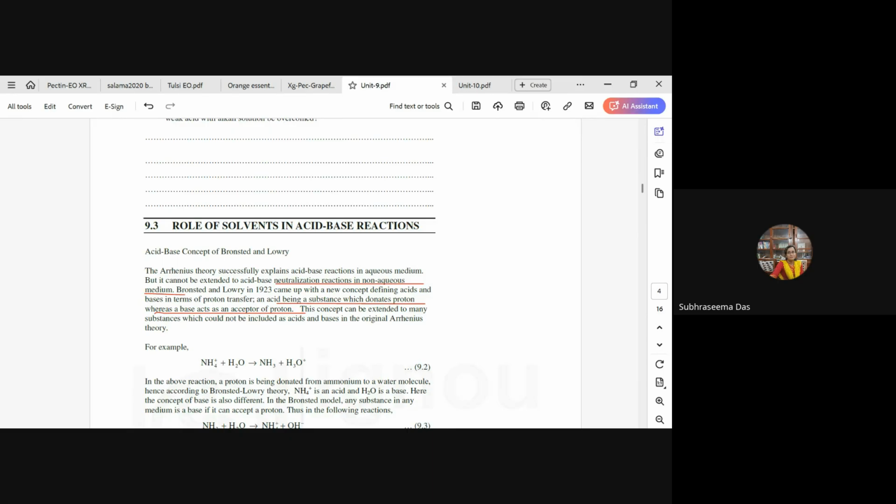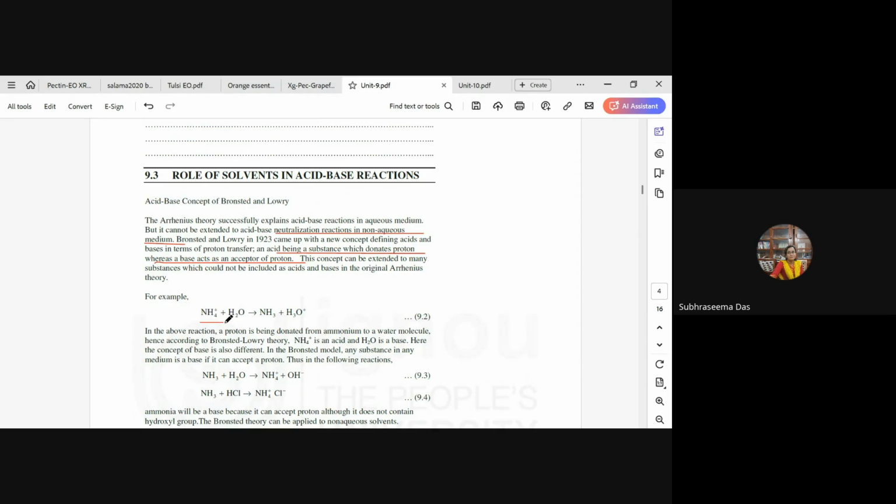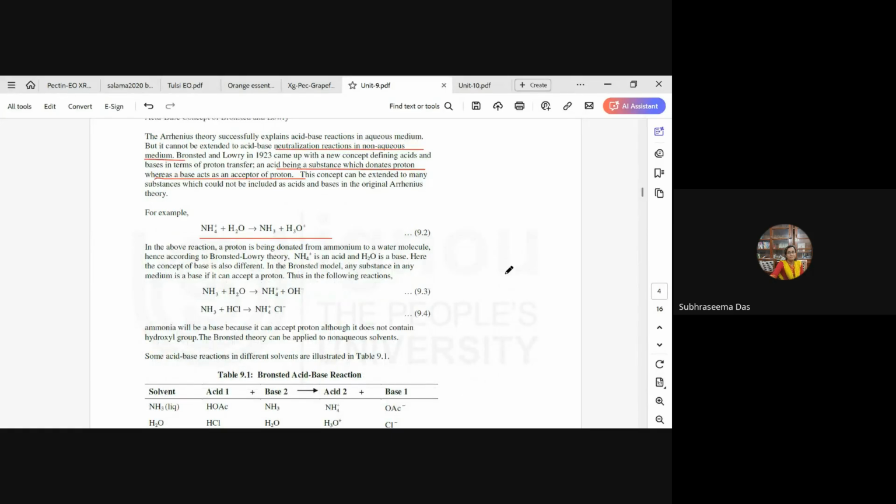This concept was further extended to many substances which could not be identified as acids and bases by Arrhenius theory. For example, in the reaction given in equation 9.2, NH4+ plus H2O gives rise to NH3 plus the hydronium ion, H3O+. If we look into this reaction, we can see that ammonium donates a proton to the water molecule to become NH3.